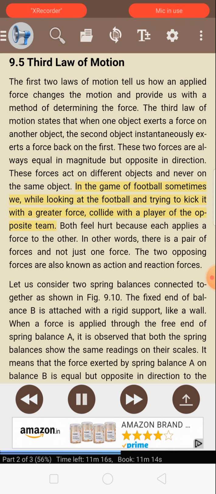In the game of football, sometimes we, while looking at the football and trying to kick it with a greater force, collide with a player of the opposite team. Both feel hurt because each applies a force to the other. In other words, there is a pair of forces and not just one force. The two opposing forces are also known as action and reaction forces.